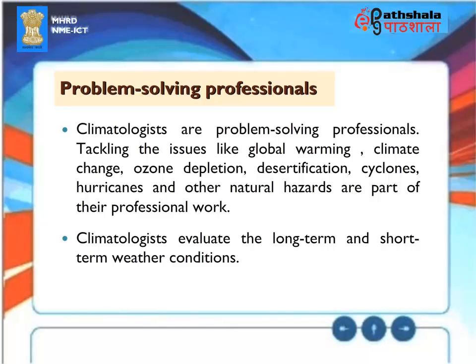Problem-solving professionals. Climatologists are problem-solving professionals, tackling issues like global warming, climate change, ozone depletion, desertification, cyclones, hurricanes, and other natural hazards as part of their professional work. Climatologists evaluate the long-term and short-term weather conditions.